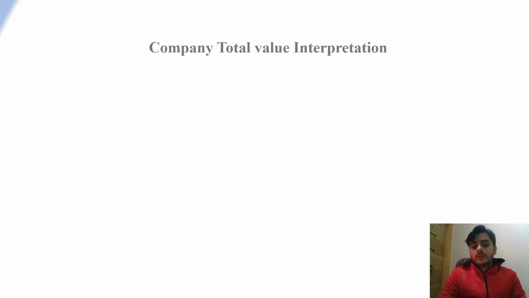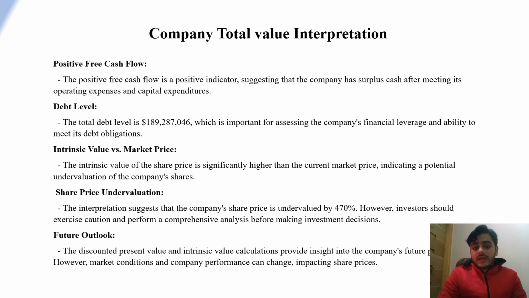Now we are moving on to the interpretation for the company. Free cash flow is a positive indicator, suggesting the company has surplus cash after meeting operating expenses and capital expenditure. The company's debt was 18 crore 92 lakh 87,046 rupees, which is important in assessing the company's financial leverage. The company has very little leverage, because the majority of the contribution is from shareholders. The intrinsic value of the share price is significantly higher than the current price, indicating potential undervaluation of the company's shares by 470%.